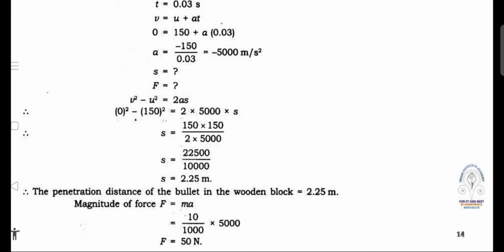Therefore the penetration distance of the bullet in the wooden block is 2.25 meters, and the magnitude of force F = ma. Applying this formula, the value of m and a is 10 upon 1000 × 5000, that is F = 50 Newton.